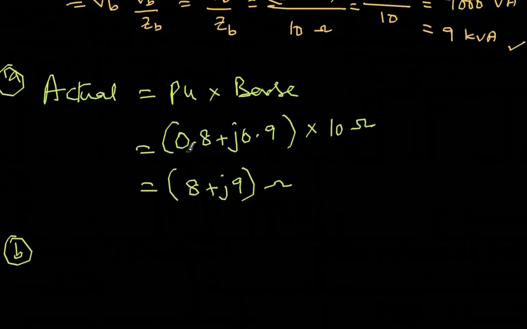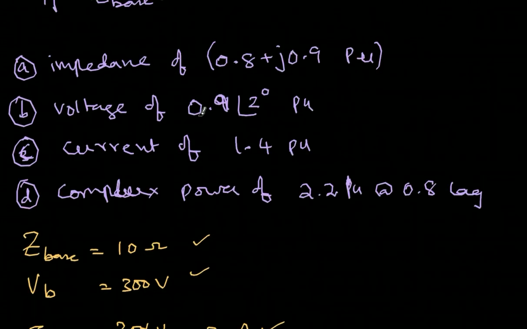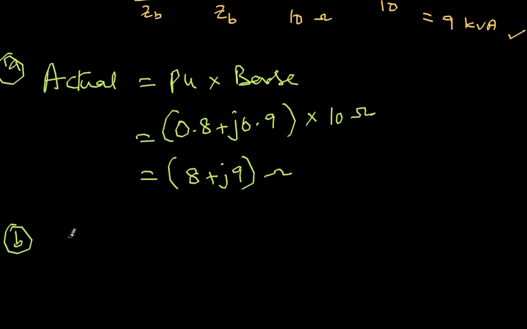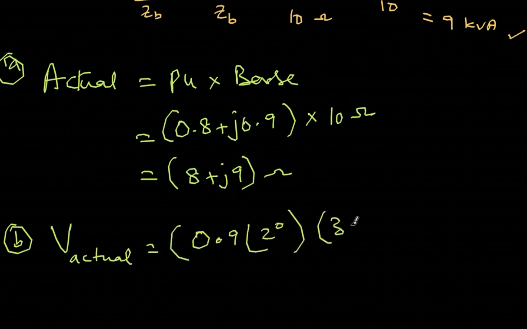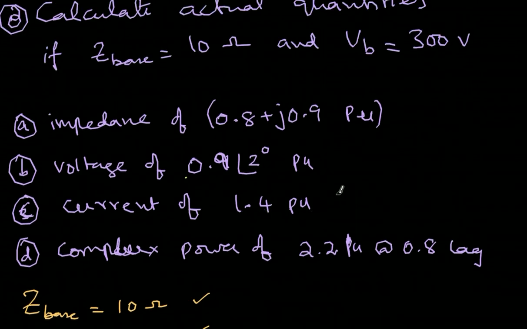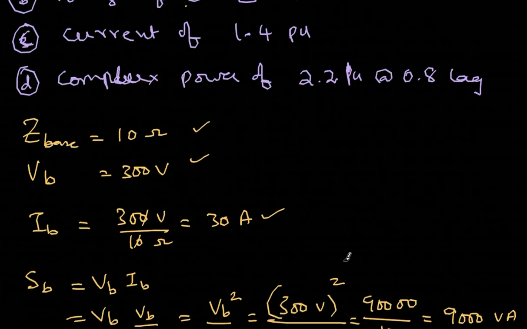Let's do the B part. Voltage of 0.9 at 2 degrees. V actual equals 0.9 at 2 degrees multiplied by 300 volts, because our base voltage is 300 volts. So how much is this? 270 angle 2 degrees. So this way I can calculate the actual voltage. Now current of 1.4 per unit, and the angle is not given. Anyway, I can just calculate it.